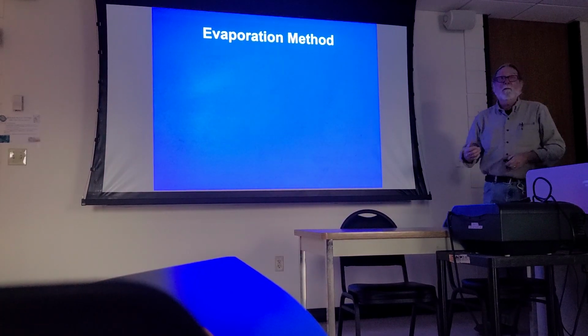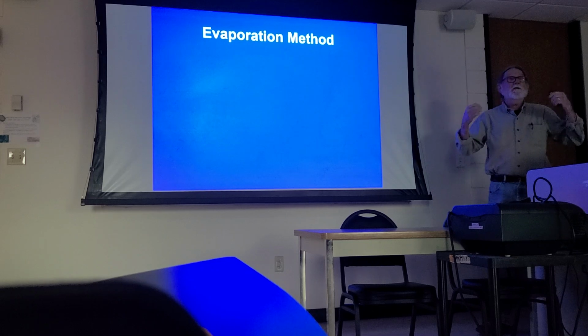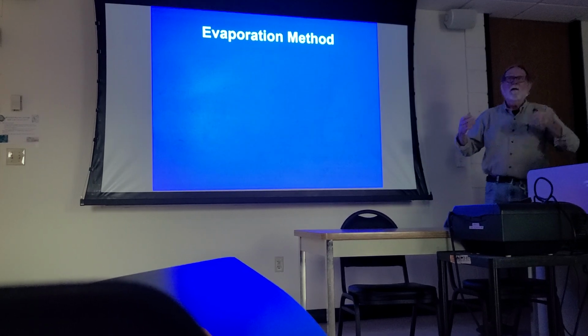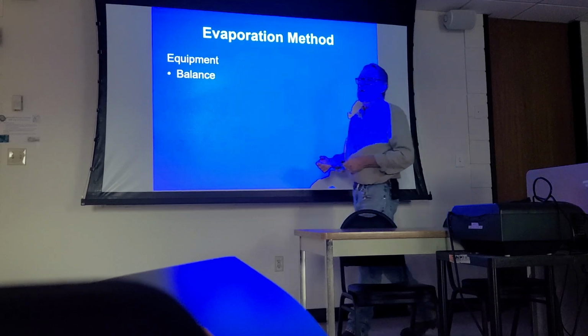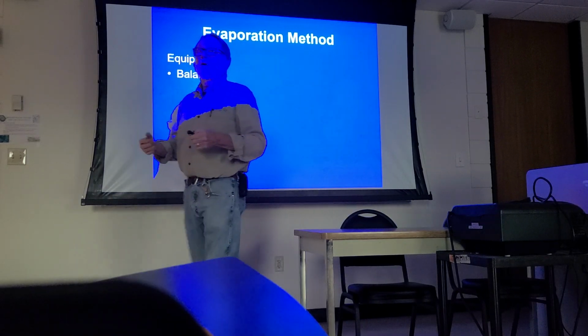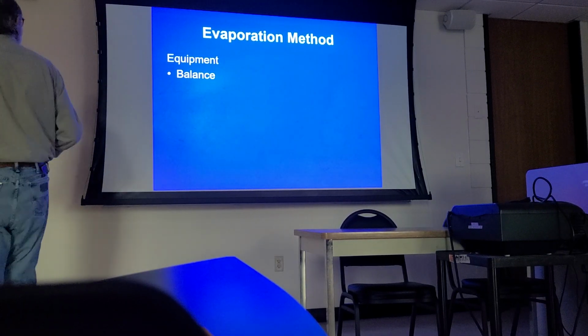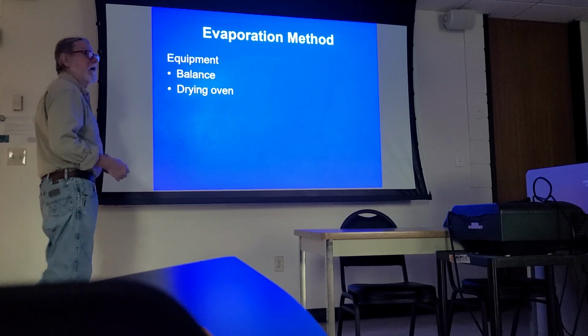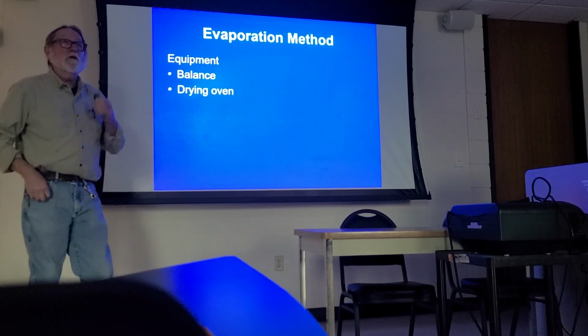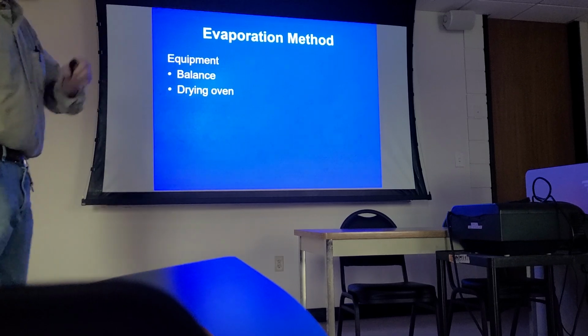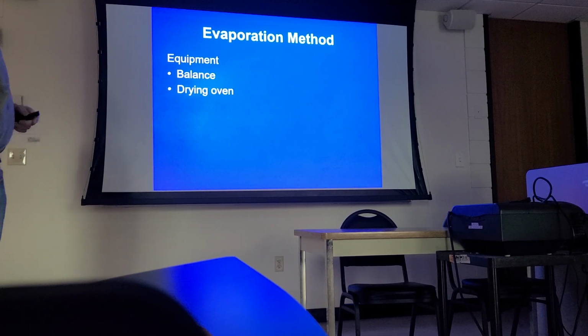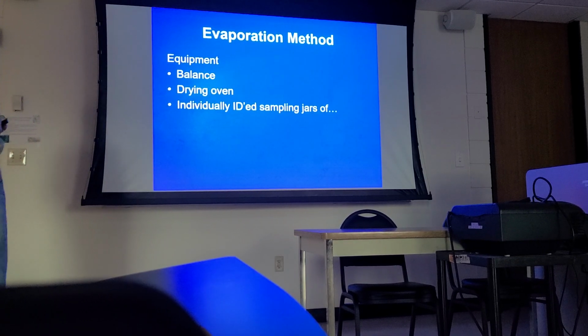One way is called the evaporation method. This method is mindlessly simple. For equipment, you need a balance, because you need to be able to weigh things. You need a drying oven, an oven that you can put at 100 degrees Celsius or a little less than that. You don't want boiling to take place.